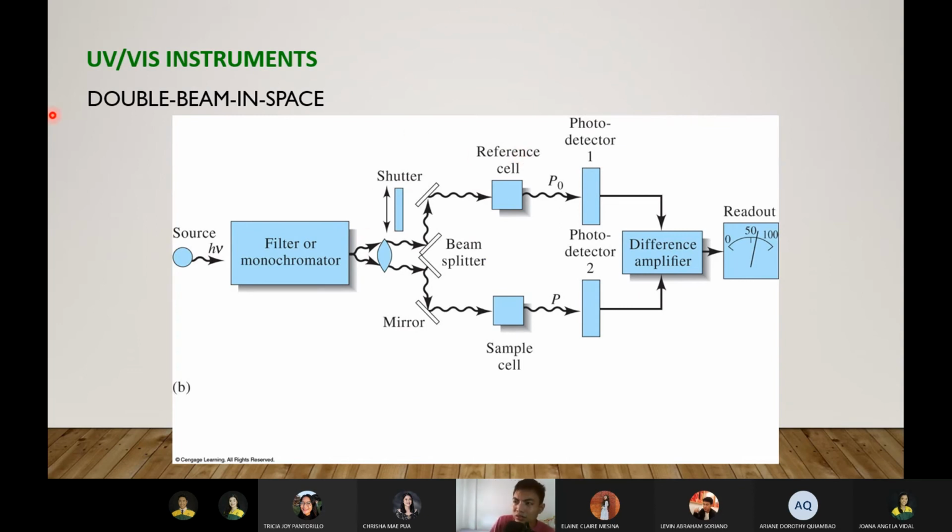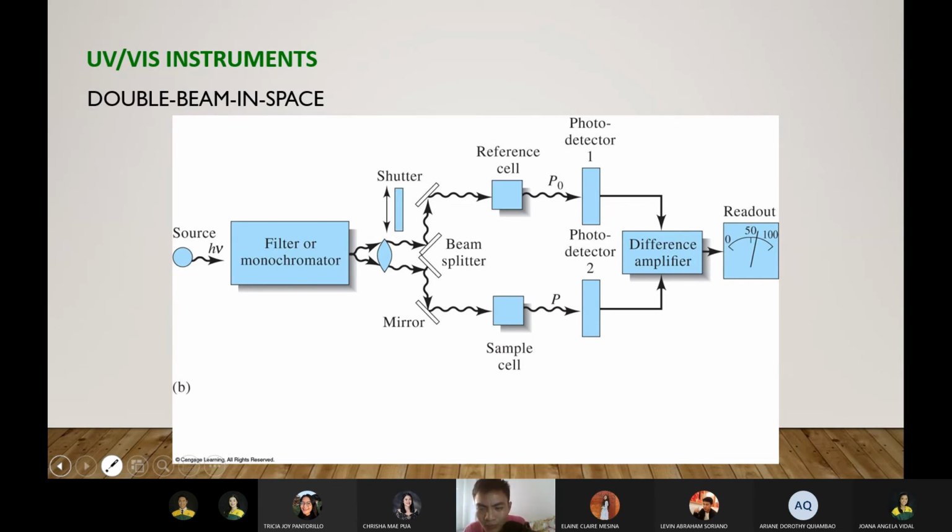Kasi yung nangyayari doon, bakit siya naging double beam? Yung incident light mo, it will be split into two. The first one will go to the reference and the other one will go to the sample. So that, kung magre-read ka ng magre-read ng sample mo, hindi mo na kailangan pag-switchin tong dalawa. Kasi meron silang corresponding compartments. So, typically, itong sample cell na to ay naka-carousel yan. Let me show yung carousel. So, ganito itsura ng carousel na yan.